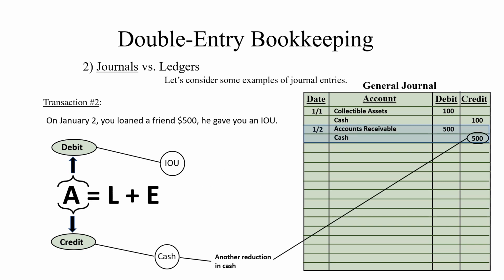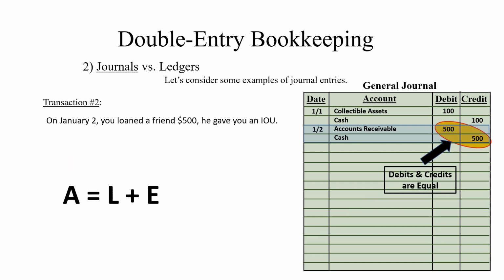Once again, the cash account is credited because this loan represents another reduction in cash. Again, our debits and credits are equal for this transaction, so no mistakes yet. We can move on.